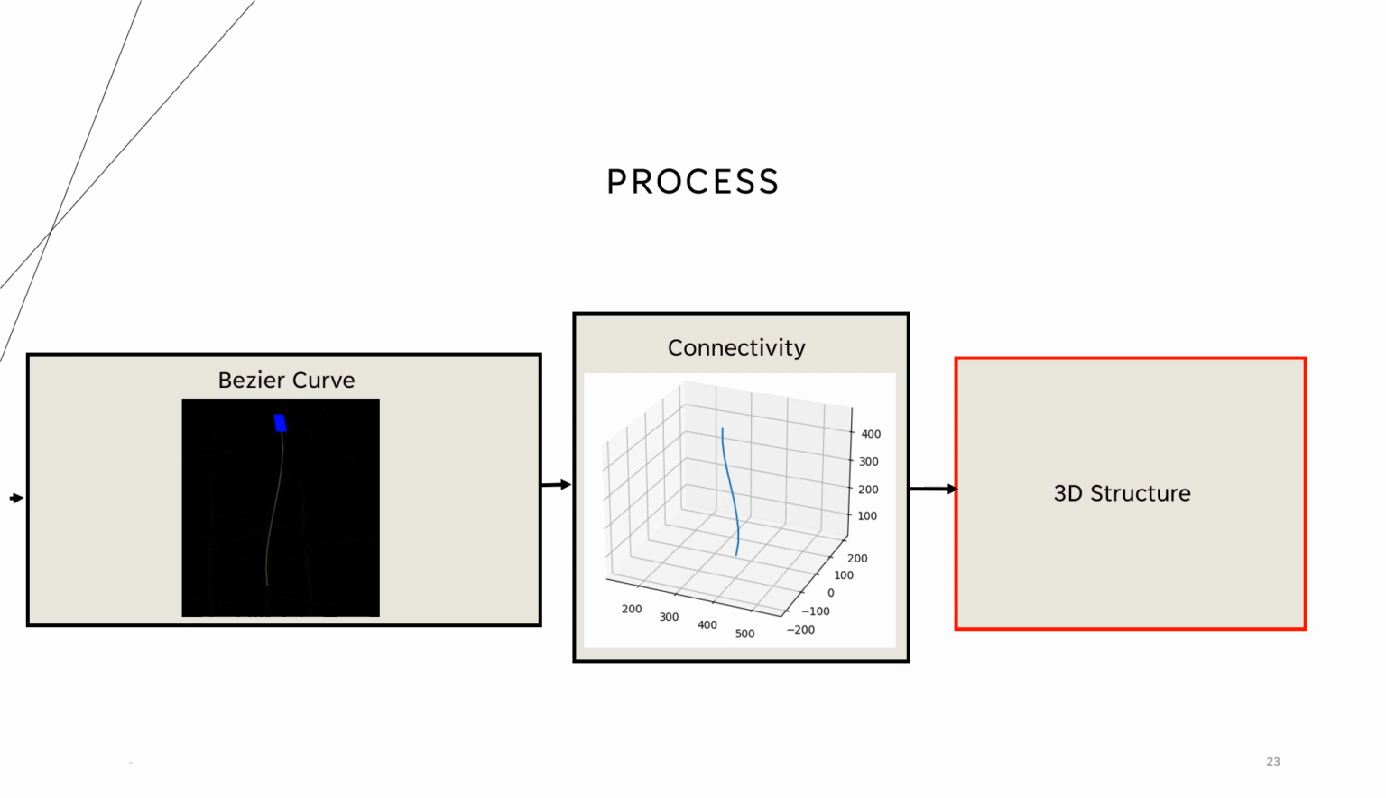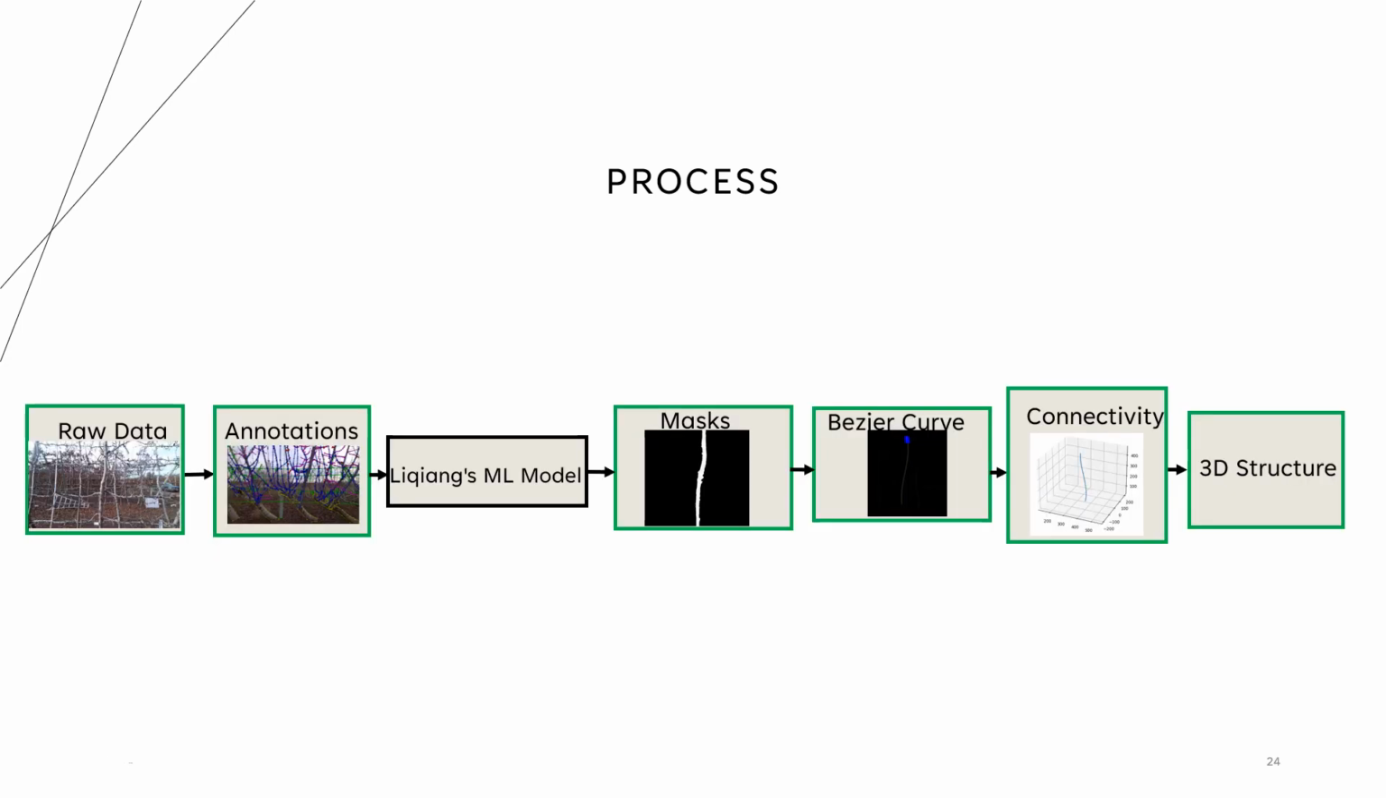Once I'm finished with the connectivity portion of the process, I'll move on to generating a 3D structure of the tree. Here is a review of the entire process. Start with raw data, end with a full 3D structure of the tree. All of the segments of the process highlighted in green are ones I either contributed significantly to or completed entirely.